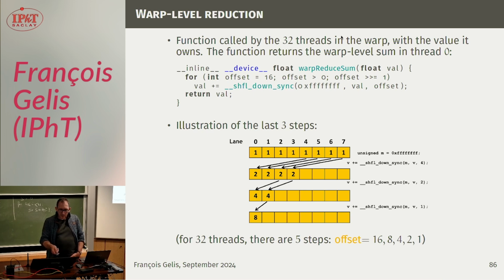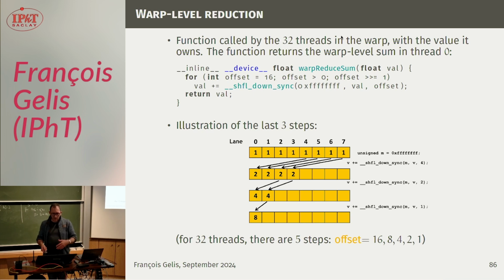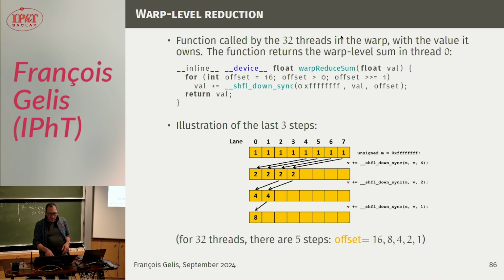And maybe I should explain the syntax here. Offset is a number that starts at 16, and at each iteration it's divided by 2. So the successive values of this offset are 16, 8, 4, 2, and 1. And when it reaches 1, the for loop stops. And then this function, which has a name I cannot pronounce, is doing this.